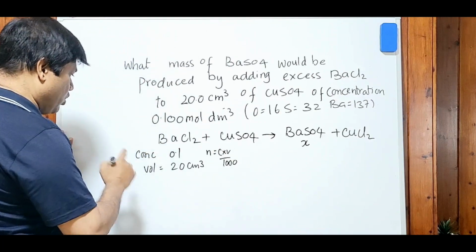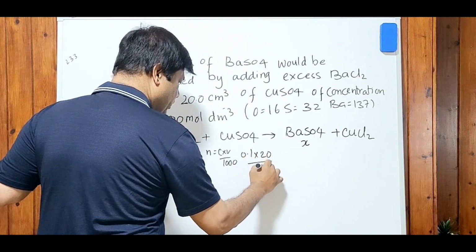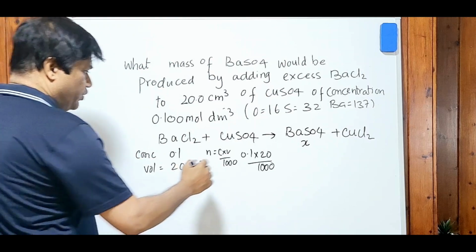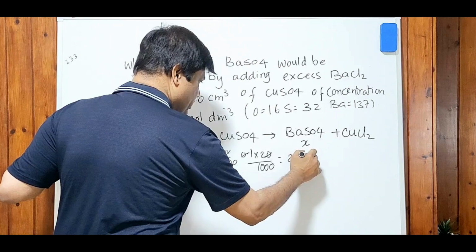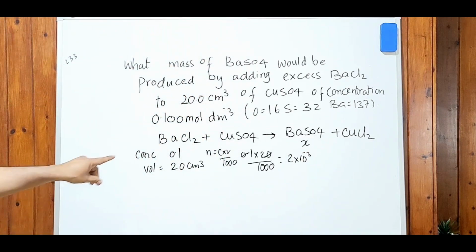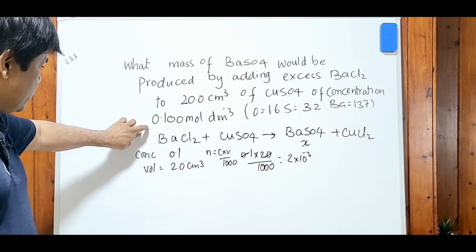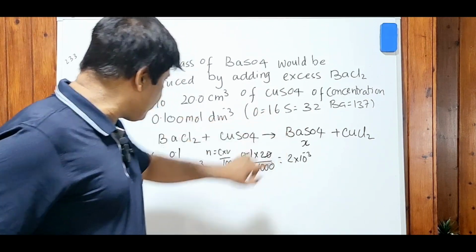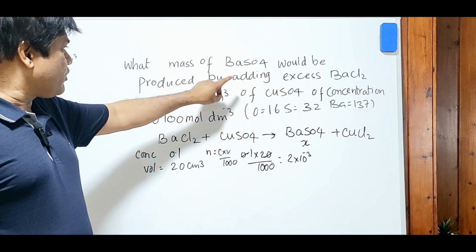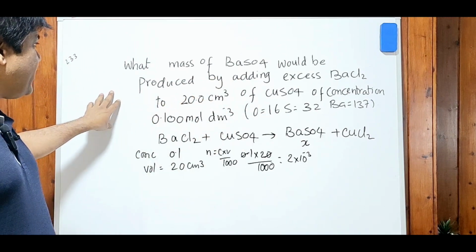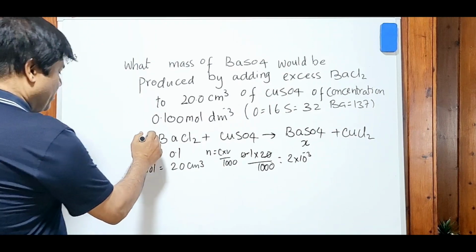How much is the conc? 0.1. 0.1 times 20 divided by 1000. So this cancels. So 2 times 10 to the power of minus 3. Is that okay? So that's the mole of barium chloride. What's the molar ratio of barium chloride and barium sulfate? 1:1. What mass of barium sulfate would be provided by adding excess of barium chloride? My bad, guys. That's the barium chloride in excess.